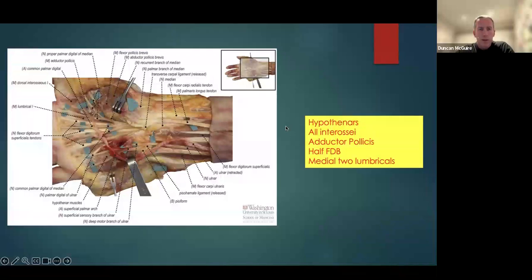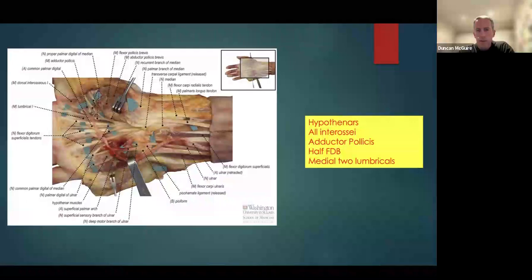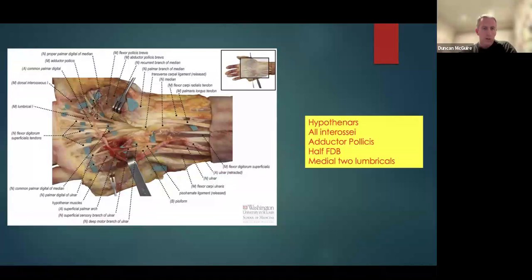So the ulnar nerve has very little innervation in the forearm muscles. The median nerve dominates in the forearm, but when it comes to the hand, the ulnar nerve dominates in the supply of the muscles, and is really the main nerve that gives you motor function in the hand. So it supplies the hypothenar muscles, all the interossei, the adductor pollicis, half of the flexor pollicis brevis, sorry, not FDB, FPB, and then the medial two lumbricals.